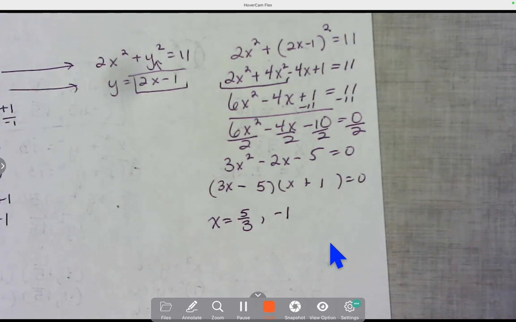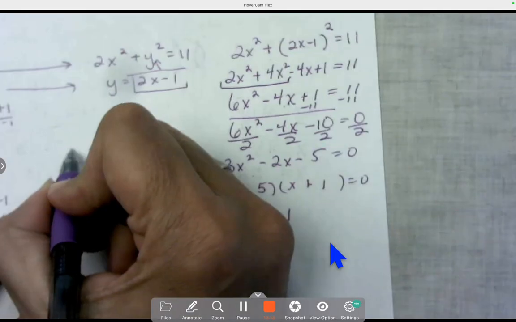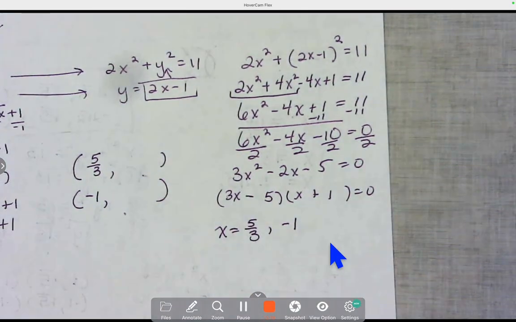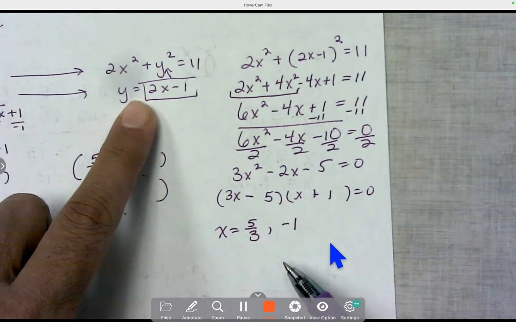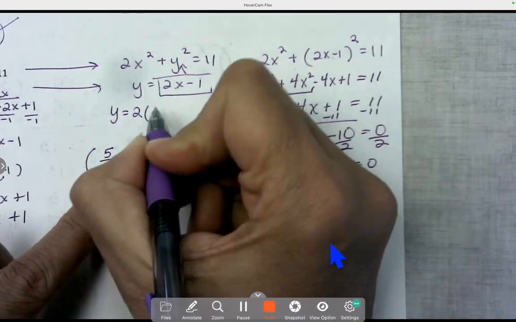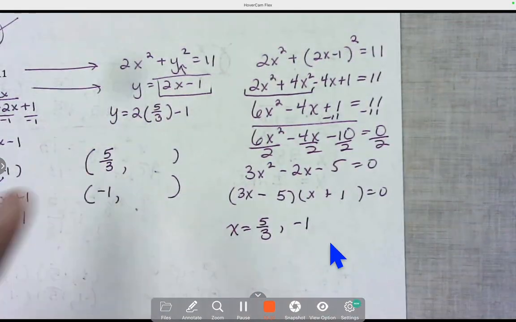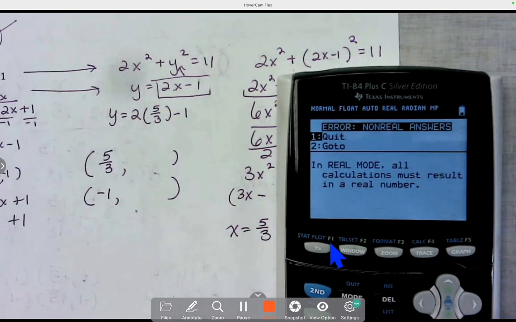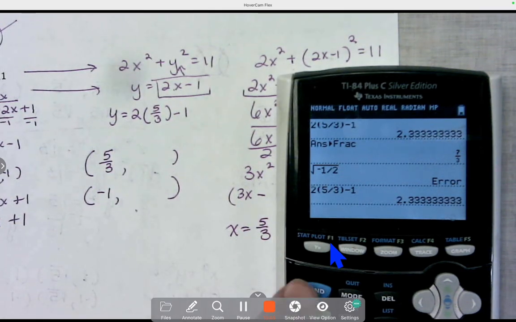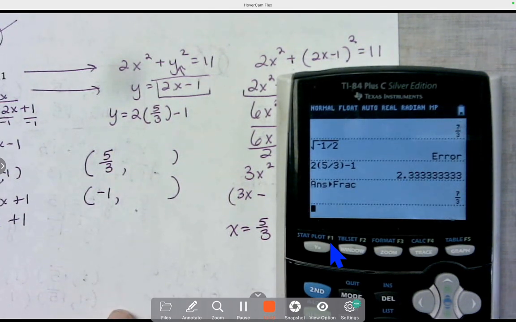X equals 5/3 and negative 1. So those are my x values. Now we're going to plug it in, and it'll be easier to plug it in this one here. So y equals 2 times x, which is 5/3, minus 1. Just take your calculator, and you get 7/3.